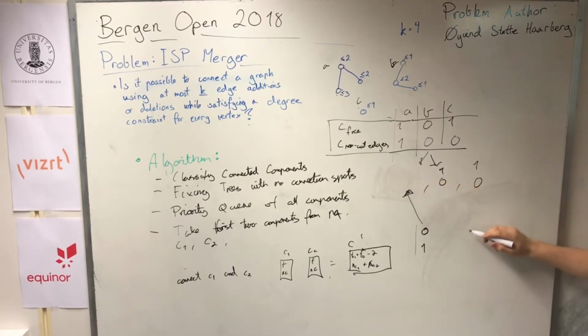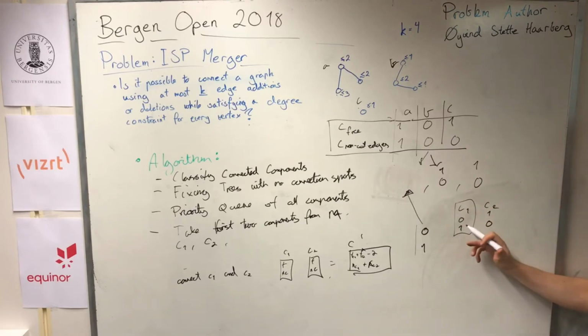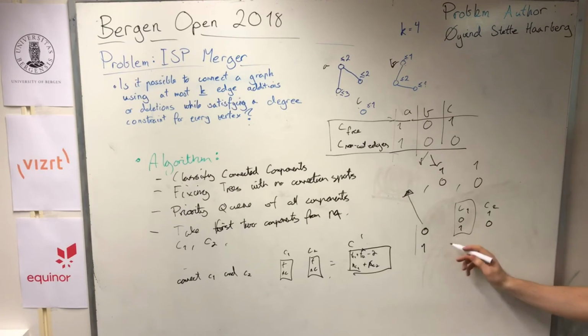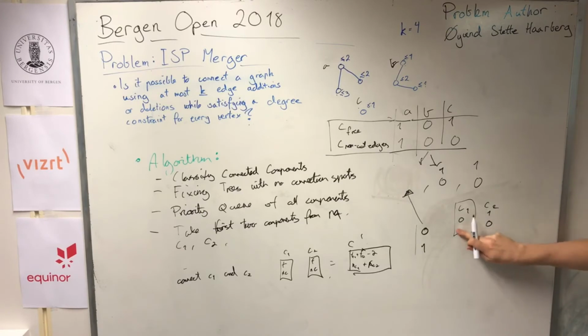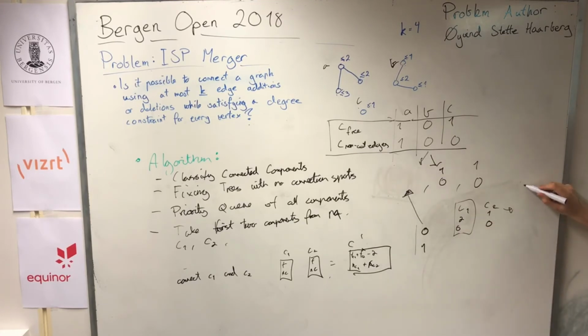So the next iteration, C1, C2 is going to be this (0, 1), and this (1, 0). So C1 can't be connected to anything because it has no free connection spots. But we have an extra non-cut edge which you can delete using one operation. So we do that, and we get 2 free connection spots here. Then we do the merge. So we get 2 plus 1 minus 2 is 1. And we add this component back into our priority queue.